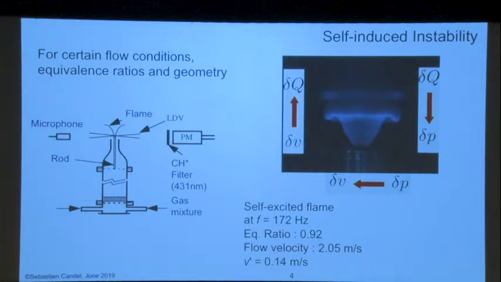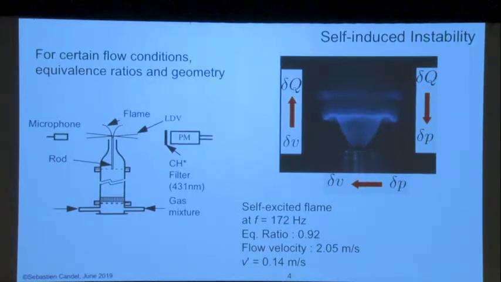The velocity fluctuation produces heat release fluctuations. These heat release fluctuations produce pressure fluctuations. The pressure fluctuations produce velocity fluctuations. Of course, you have this resonance from the upstream. But upstream, you always have a plenum and things like that. So there are capacities to resonate. Very often, you have something which has these features upstream. So what is observed here is a self-excited flame at 172 hertz.